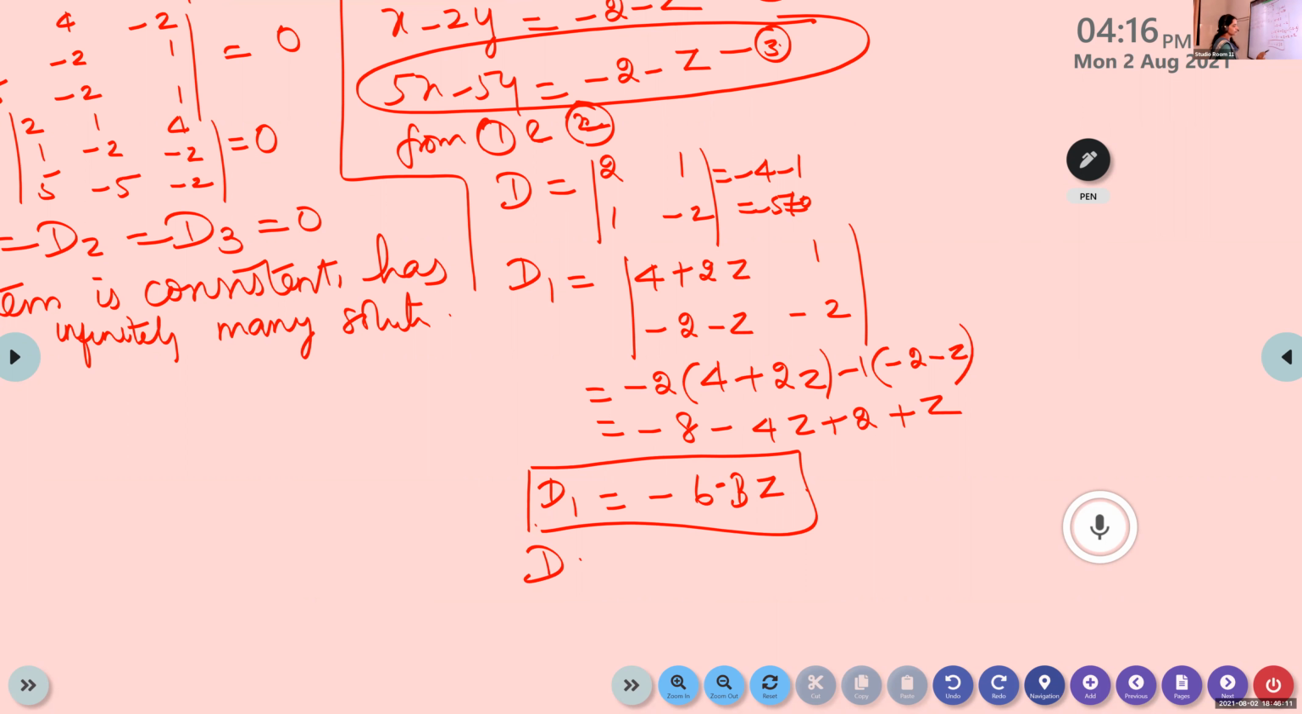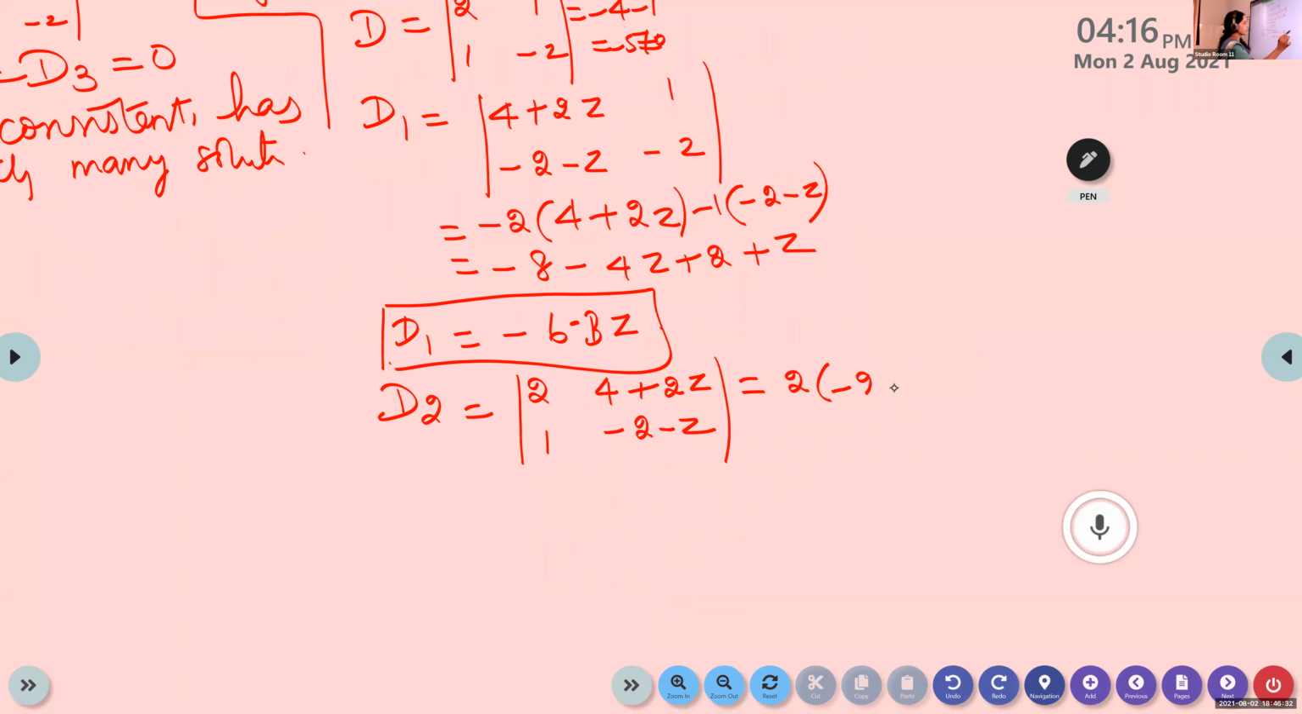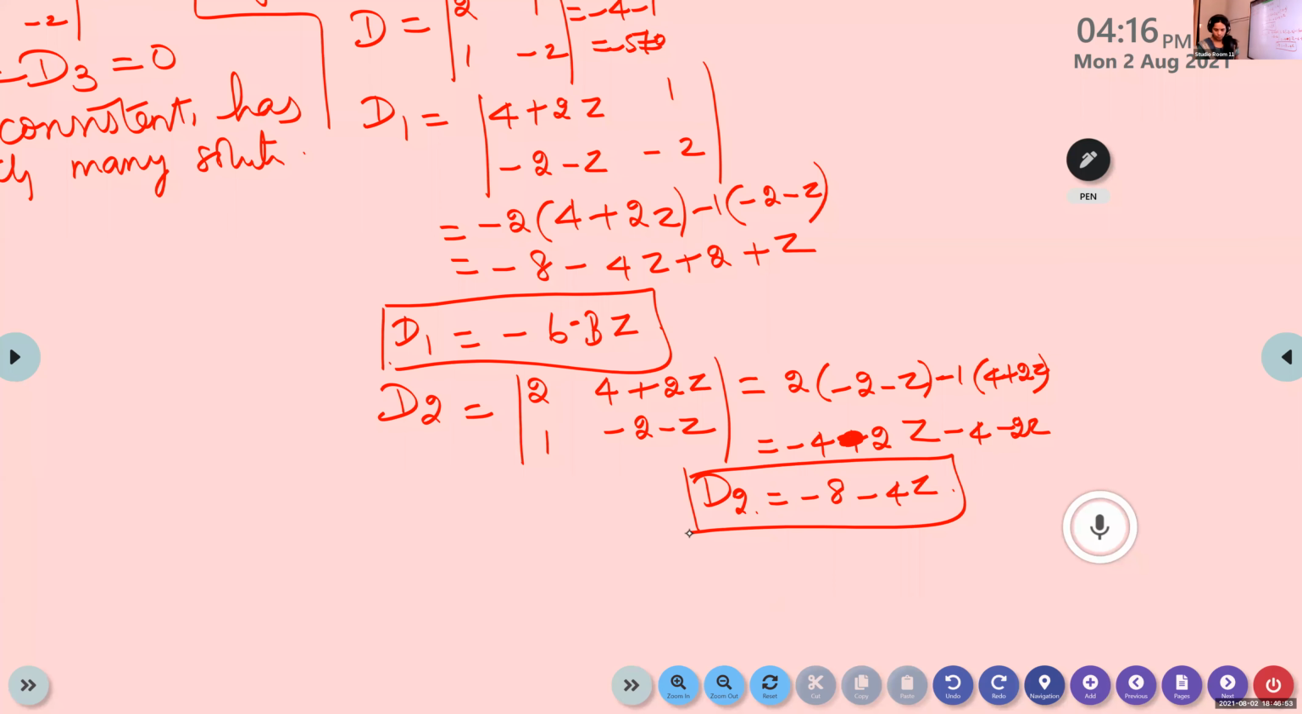Similarly, find out D2. D2 is equal to the determinant 2, 1, and instead of the y coefficient, we write the constants 4 plus 2z, minus 2 minus z. Now we expand it. We get 2 into minus 2 minus z, minus 1 into 4 plus 2z. So it is minus 4 minus 2z minus 4 minus 2z. So we get minus 8 minus 4z. This is D2.